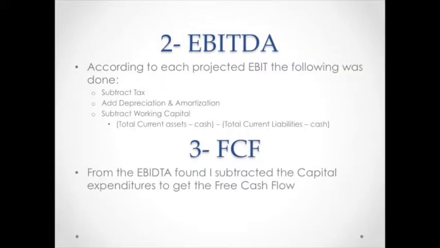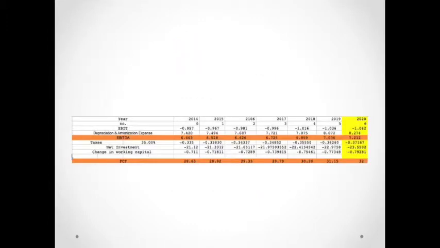Now I calculated the EBITDA according to the projected EBIT that was on the Excel. I subtracted the taxes, added depreciation and amortization, and subtracted the working capital. And using the EBITDA, I subtracted the capital expenditures to get the free cash flow. On this second slide, you can see the exact calculations I did using formulas on Excel.